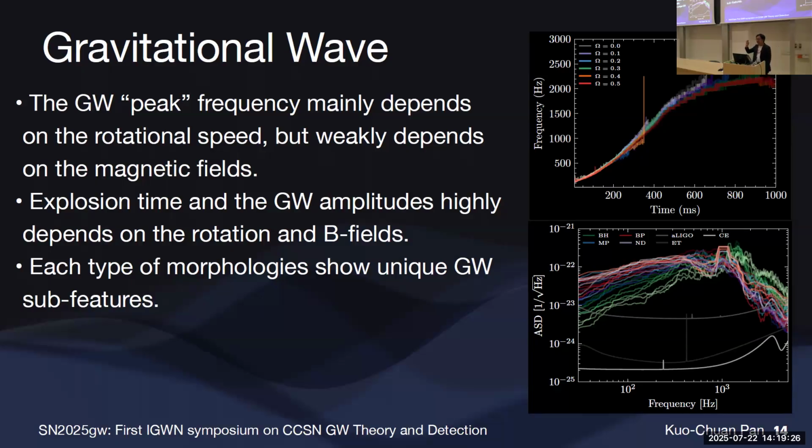So, in addition to this high frequency component, different morphologies also show additional sub-features like this memory component or stronger amplitude due to the jets. These things also make the detection of gravitational waves from magnetized supernovae very difficult.